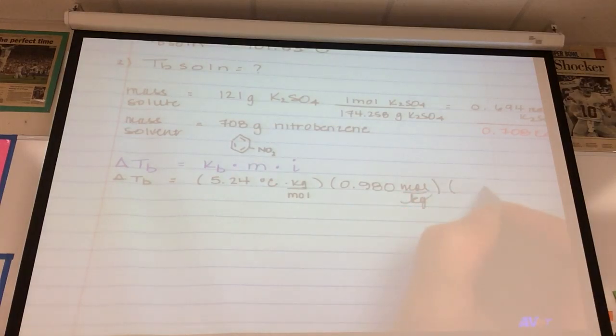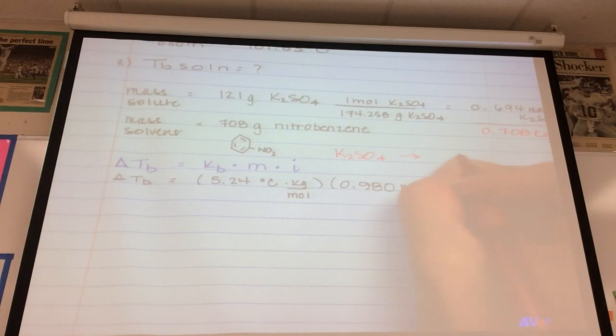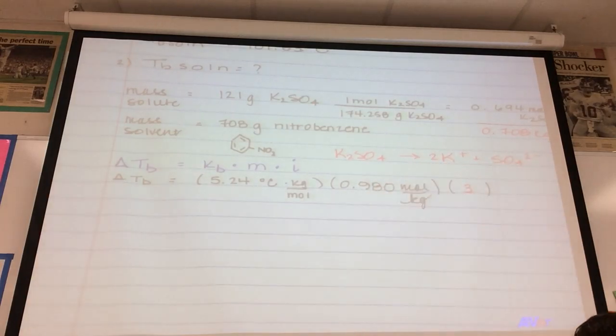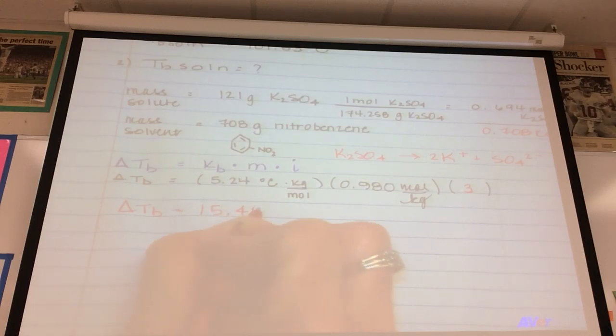Ooh, we have to get I. How do we do that? Solute or solvent? Solute. What ions do you get? Potassium ion and? Should you break up the sulfate ion? You better not. What's I equal to? 3 is correct. So delta TB, that is the change in boiling point, is 15.4 degrees Celsius.